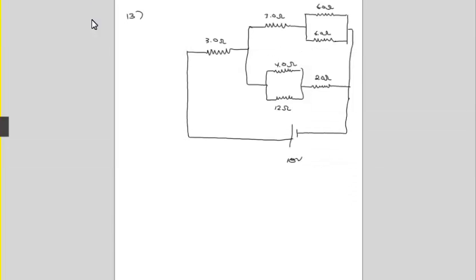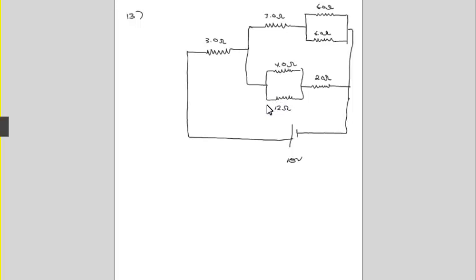Okay, this is problem 13, and it's fairly complicated as far as solving it, but we will work through it, and hopefully you'll understand it at some point. So we have a battery, and this battery would cause current to flow through these resistors. The question is, find the current in the 12-ohm resistor. So they're asking for the current in this particular resistor.